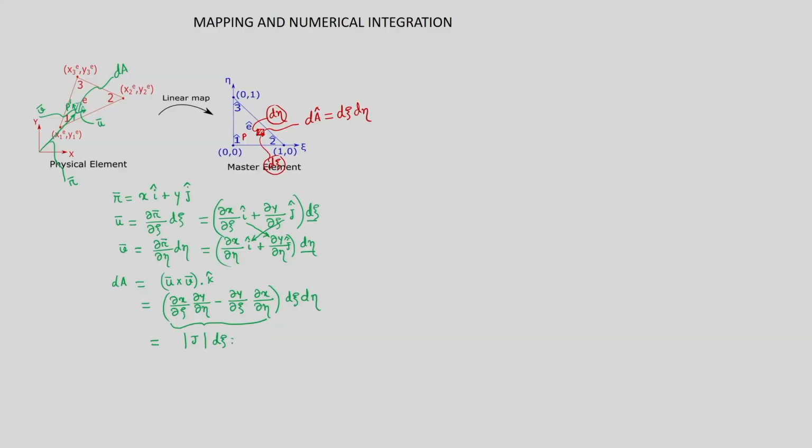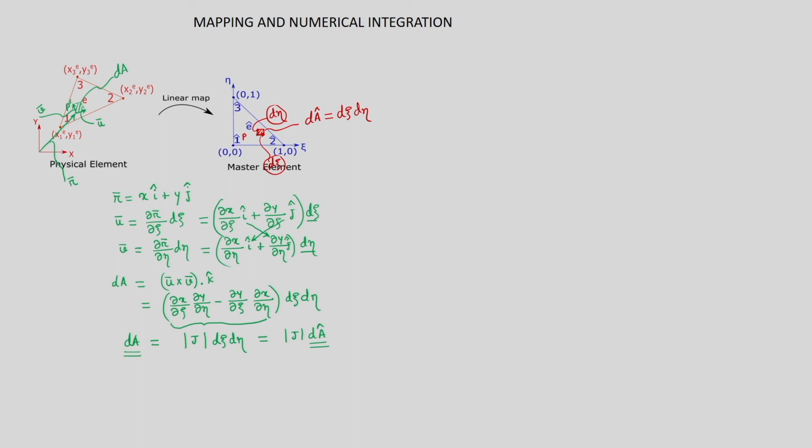So, determinant of the Jacobian times d xi d eta. So, we can write this as determinant of the Jacobian times dA hat. Now we have related the elemental area dA in the physical element with respect to the corresponding elemental area in the master element, alright. So now all the ingredients are ready to conduct the numerical integration.